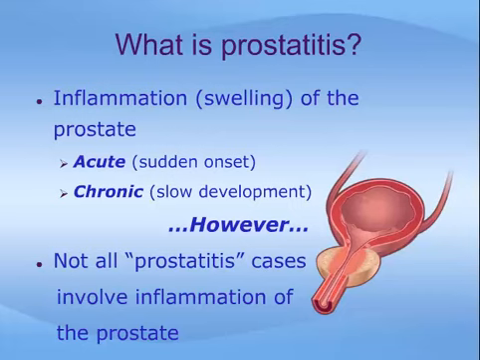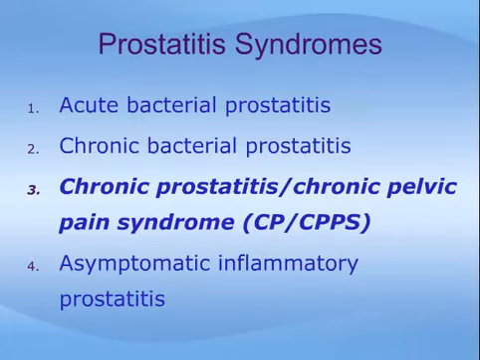Simply put, prostatitis is inflammation or swelling of the prostate. This may be either acute, with a sudden onset, or chronic and slow to develop. Having said this, not all prostatitis cases involve inflammation of the prostate. Doctors have identified 4 distinct prostatitis syndromes, as listed here: acute infectious prostatitis, chronic infectious prostatitis, chronic prostatitis chronic pelvic pain syndrome, and asymptomatic inflammatory prostatitis. These are all defined in the introductory module on prostatitis.